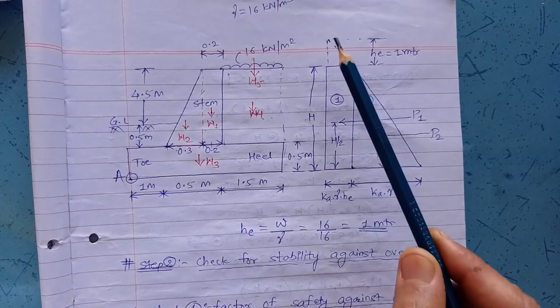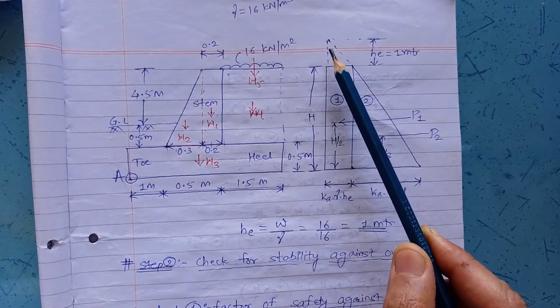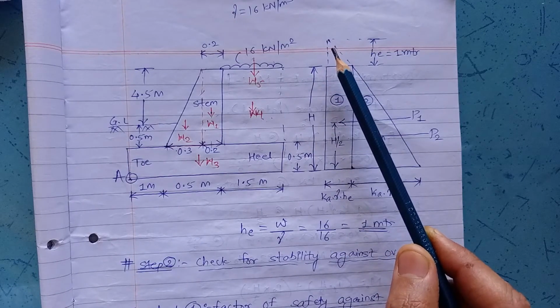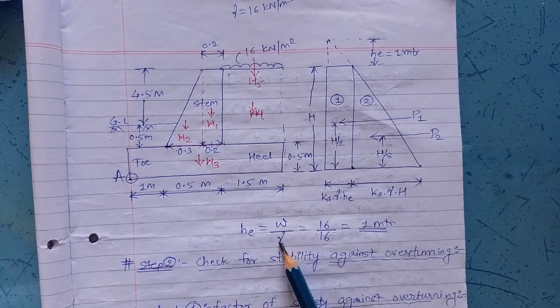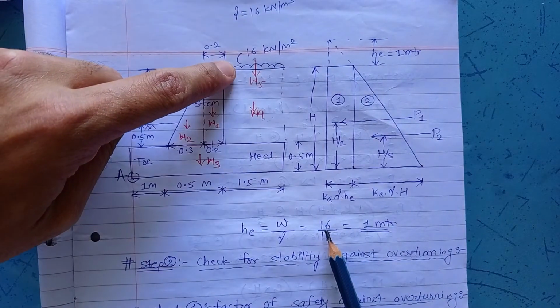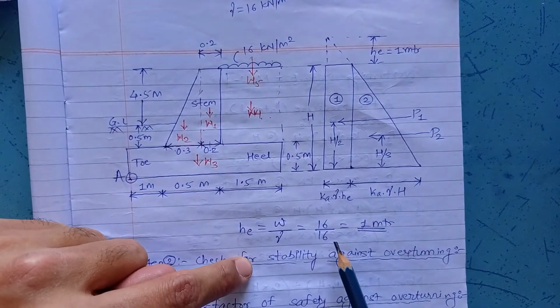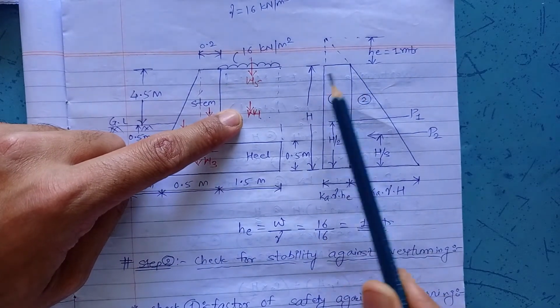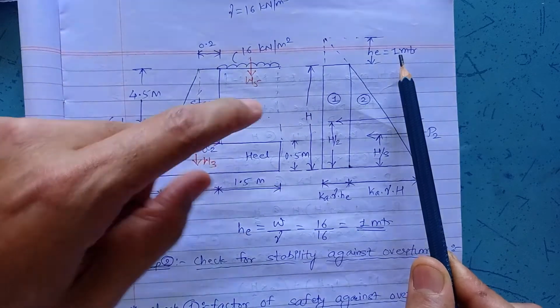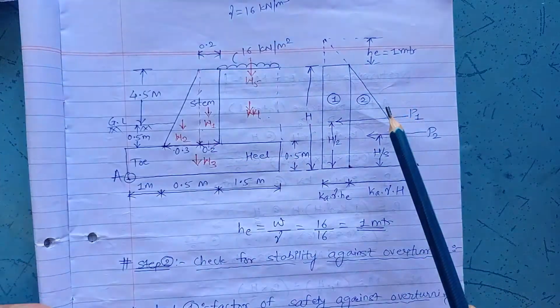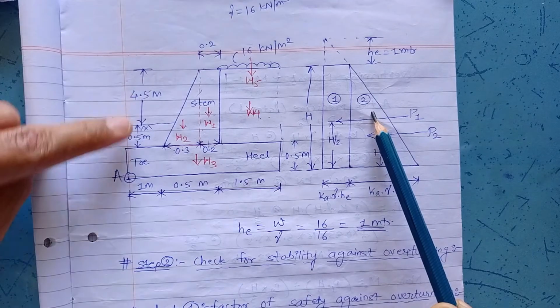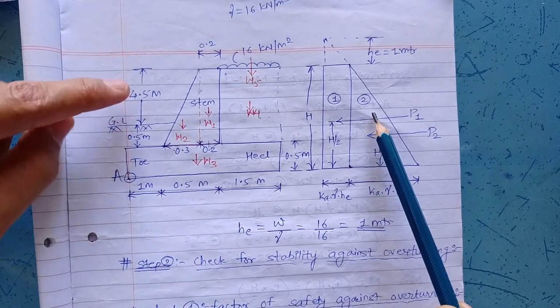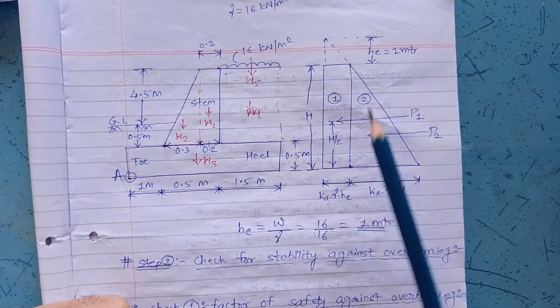He is nothing but height due to surcharge, and it is calculated by the formula W divided by gamma. W is nothing but intensity of surcharge, that is 16, and gamma is nothing but unit weight of soil. Hence ratio of this comes to 1 meter. Hence He is equal to 1 meter. This H is the total height of the retaining wall, that is 4.5 plus 0.5 plus 0.5, or you can say 4.5 plus 1, that is 5.5 meter total height.